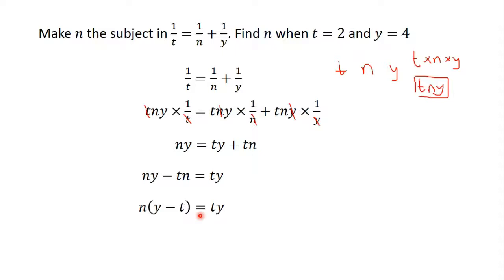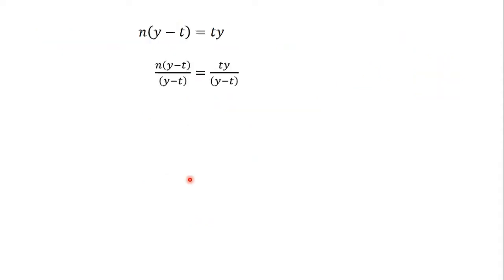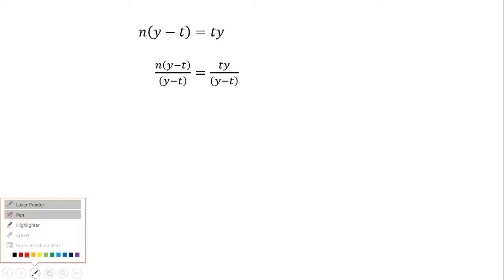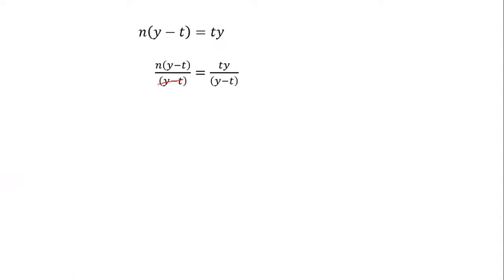I've explained why we have to put y minus t into brackets several times, so I hope that by this time you understand it. When we get here, the variable we want to make the subject is n. What is attached to n is y minus t. So we have to divide through by y minus t. We divide the left hand side by y minus t, and we divide the right hand side by y minus t. So this y minus t will cancel this y minus t, and we are going to get n is equal to ty divided by y minus t.